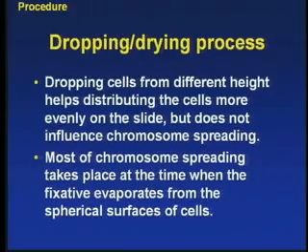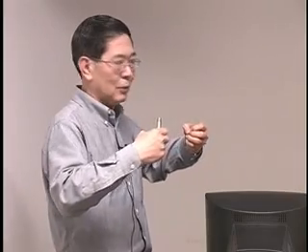Actually, even that is not very important. You can change the concentration of your final solution to make it spread evenly or not. Much of the chromosome spreading takes place at the time when the fixative evaporates from the spherical surface of the cell. It's really the evaporation force of the solution that pulls the cells apart. So that's where you have to pay most attention. That is, if you want to do any intervention to make a better or worse chromosome spread, that's the time.